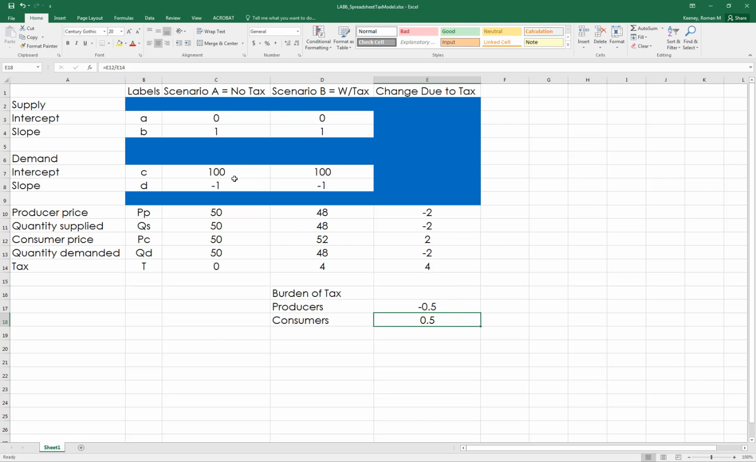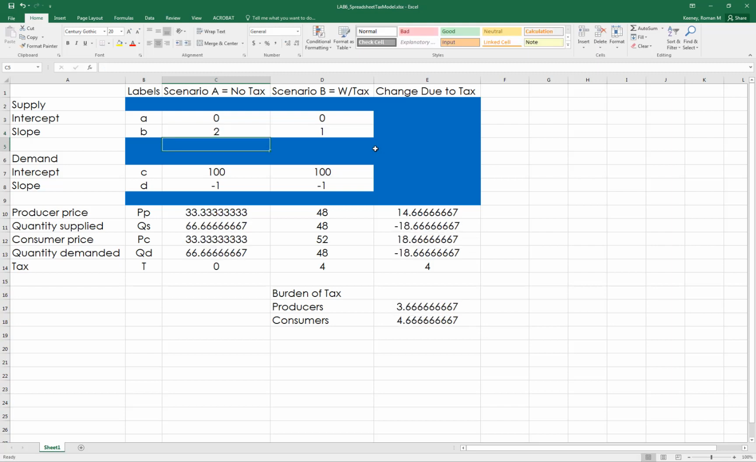So those don't change. So the only way to change those would be to come up here and say, what if now the supply slope is double in absolute value the demand slope? And you'll start to see some of these impacts happen, and we need to make adjustments here. Alright, so you start to get the relative size of these things. So the burden of the tax here is not quite calculating to what I thought it would be.